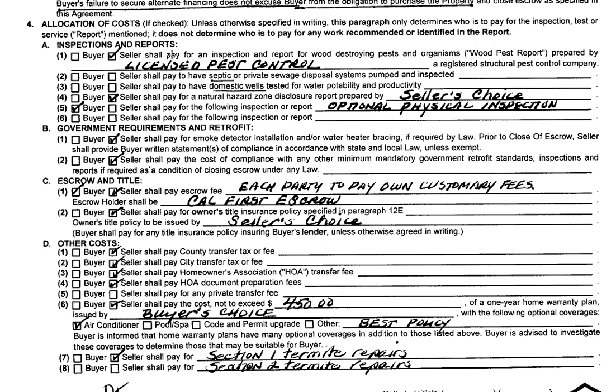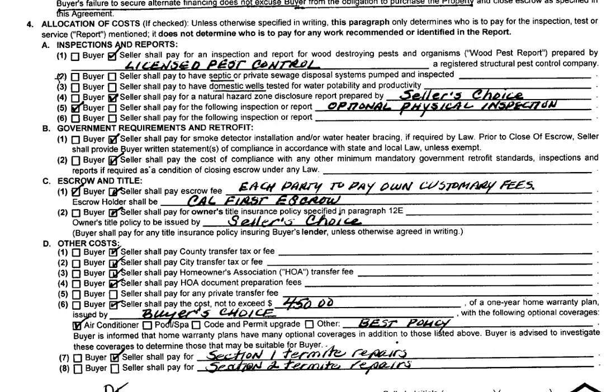And the first one, inspections and reports, has to do with the termite inspection. And in this paragraph, you're merely stating who's going to pay for the inspection. You are not saying who's going to pay for the repairs. So be careful about that, because you want to execute a WPA or wood destroying pest addendum, where it does say who will pay for the repairs. So right now you're going to check seller is going to pay for the inspection.